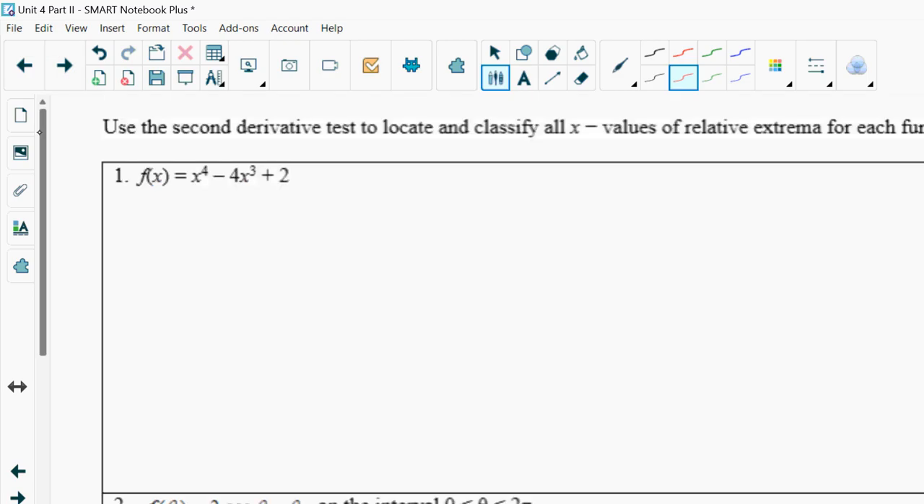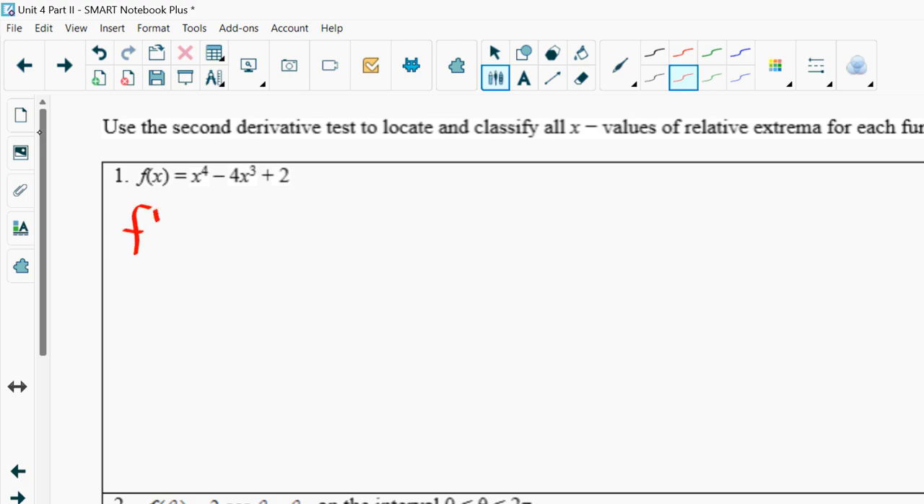We're going to do the nice polynomial one, okay? It says, use the second derivative test to locate and classify all x values of relative extrema. So step 1, we still have to find the critical points. So we still have to use the first derivative, but then we can use the second derivative instead of the number line. And you can see if you like this better.